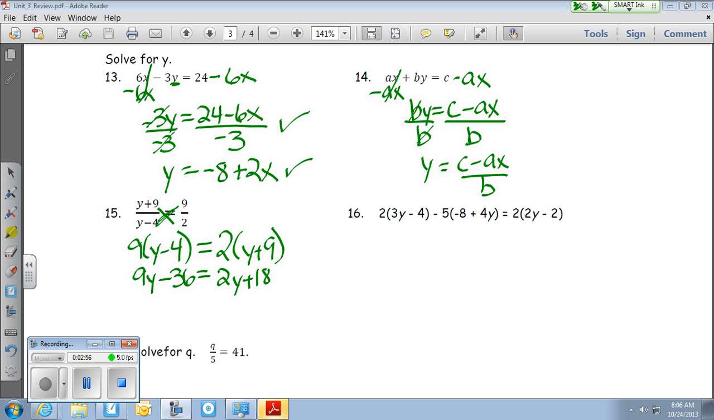Now I need to put all my variables on one side, group all my y's on one side, and all my numbers on the right, or the left, whichever one is the opposite of the variable. So my rule of thumb is to put the variable on the side that makes it positive, so that means I'm going to put them on the left. So I'm going to subtract 2y from both sides, and I get 7y minus 36 is equal to 18. That means if my y's are on the left, I've got to put everything on the right. So plus 36. That leaves me with 7y on the left equals 54. Divide both sides by 7. y equals 54 sevenths.